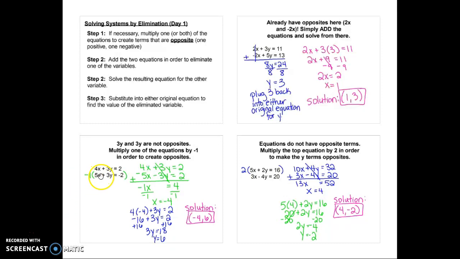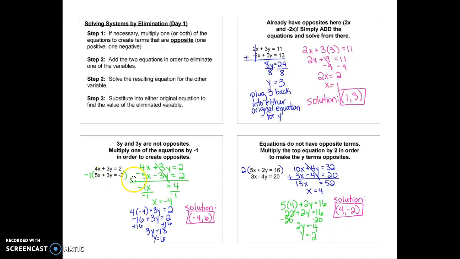In this case, because the coefficients are already the same, and I just need to change the sign of one of them, I just want to multiply by a negative 1. So in this case, we chose to multiply the second equation. So next to it, you're going to rewrite this first equation. 4x plus 3y equals 2. Then this second equation all gets multiplied by a negative 1. So you put the negative 1 outside, parentheses around the entire equation, because everything in this equation has to get multiplied by that negative 1.